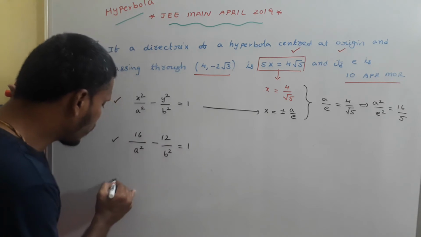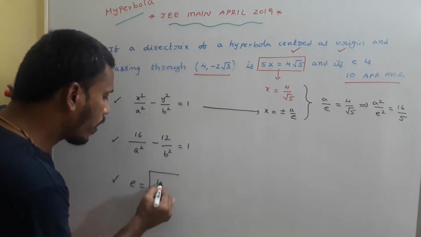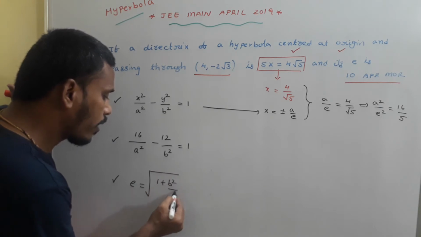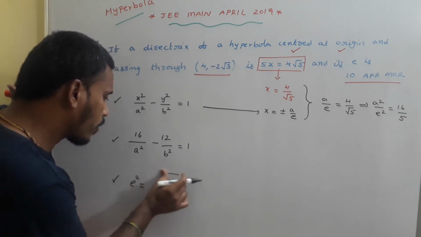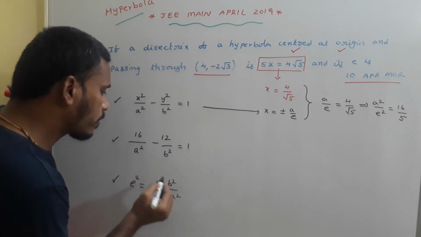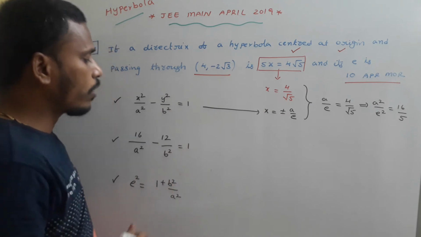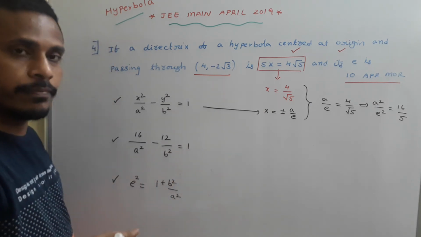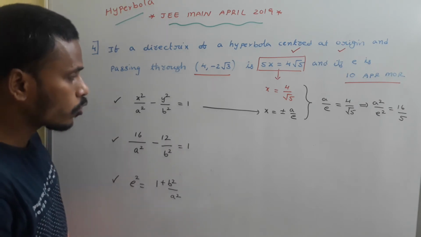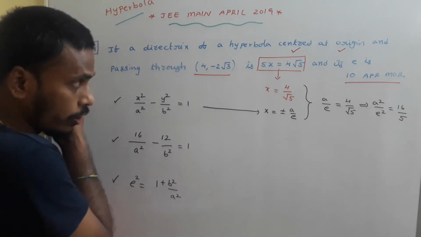Another thing is that the eccentricity of this hyperbola is root of 1 plus b square by a square. If you square on both sides, we have that e square is equal to 1 plus b square by a square. Using these three relations, we need to convert the problem completely in terms of e. So how to solve this? How to convert the complete problem in terms of e? That's what we need to think.